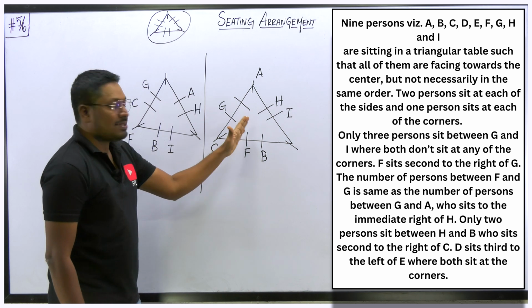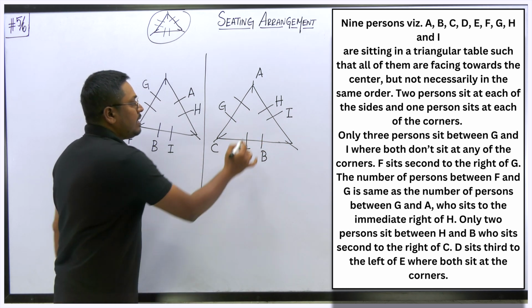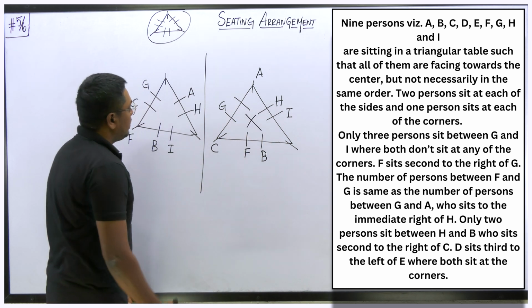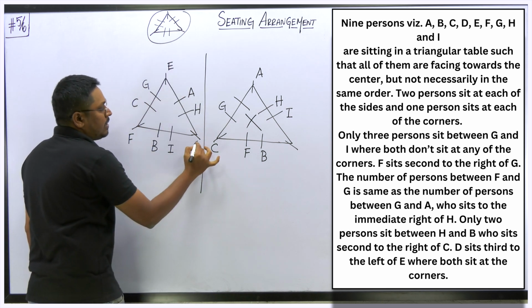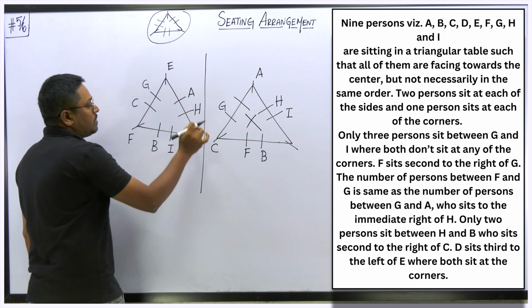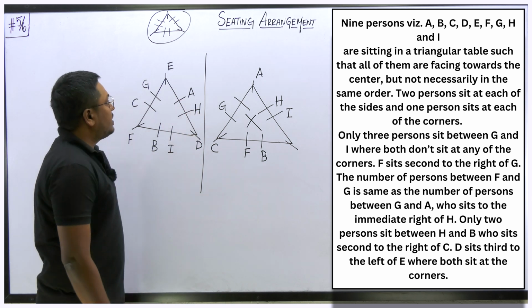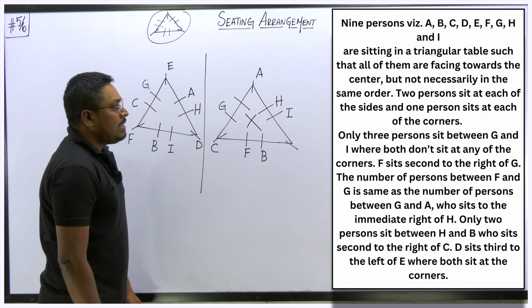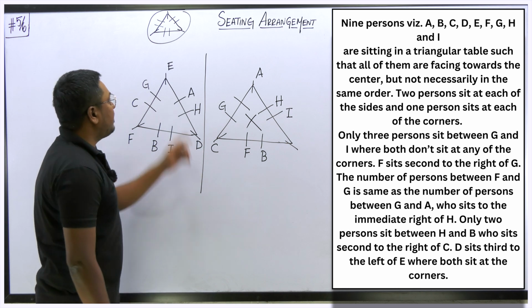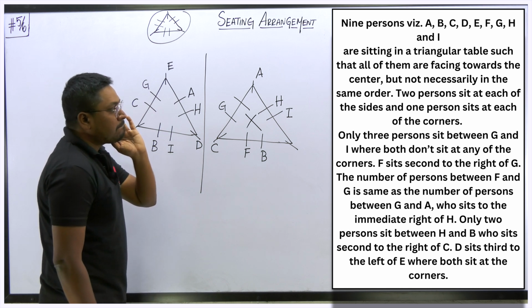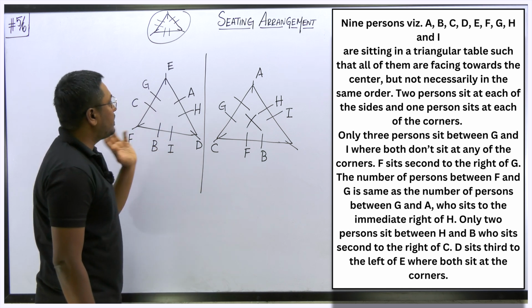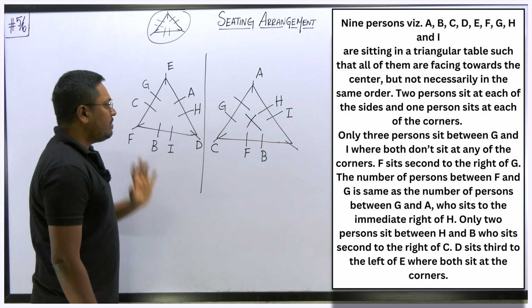So I think in this possible diagram there is no chance to fix E and D here. This will not be correct. So this will be E, right? So E's left-hand side, at the third place, is D. 1, 2, 3, D. That's it. So this will be the answer, and D sits third to the left of E, where both of them sit at the corners, right? So yes, both of them are sitting at the corners. This will be the answer, right?